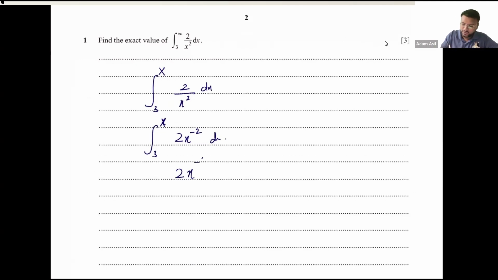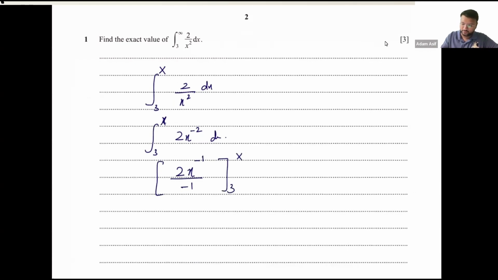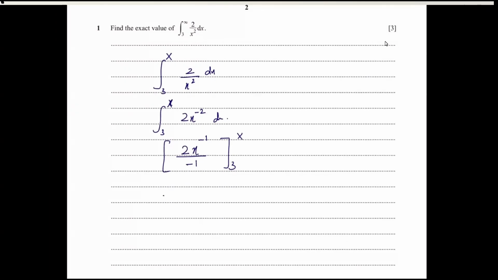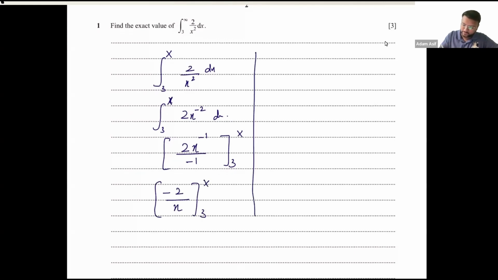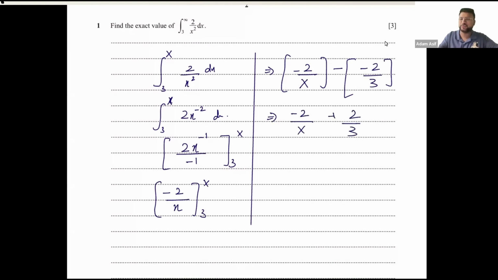you raise the power by 1 and divide by the new power. The limits are going to be from 3 to x. Then you substitute, it's minus 2 upon x. The lower limit is 3 and the upper limit is x. You substitute the upper limit first. So that's going to be minus 2 upon capital X. That's the answer at the upper limit minus the answer at the lower limit, which is minus 2 upon 3. Minus 2 upon x plus 2 upon 3.